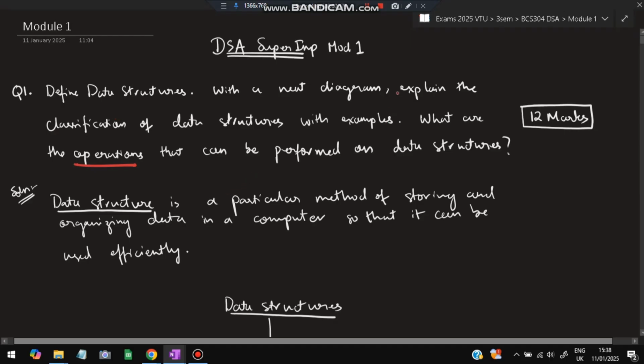So three questions are there. Together it is 12 marks, so 4 marks for each of them. So let's look at what the definition is. Definition: data structure is a particular method of storing and organizing data. What we do here, we will be storing the data and organizing the data in a computer so that it can be used efficiently. That is called a data structure.